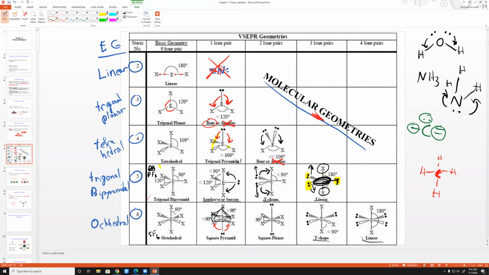Like that. It's a pretty good pyramid. Yeah, so that's what we mean by square pyramid. And the electrons are pushing it. The lone pair electrons are pushing the bonds in that direction to make that shape.